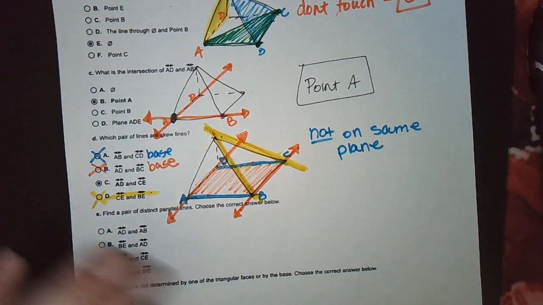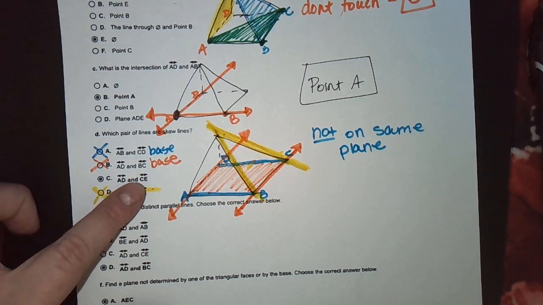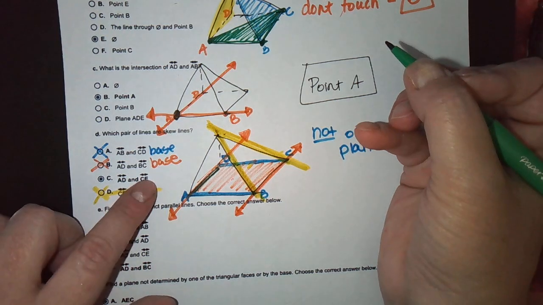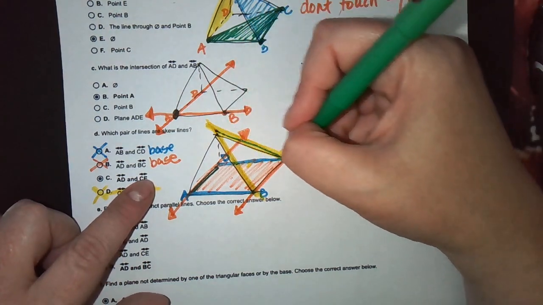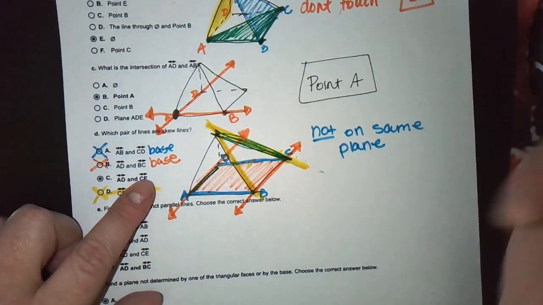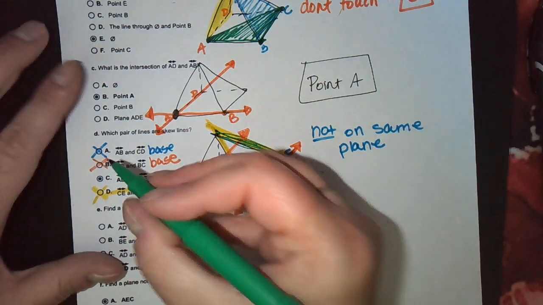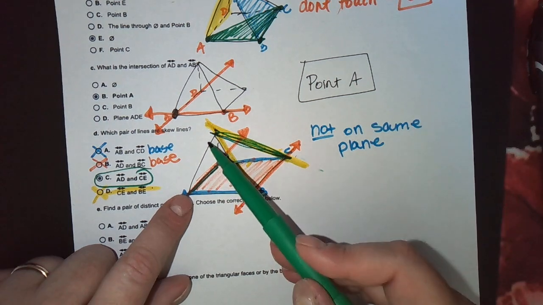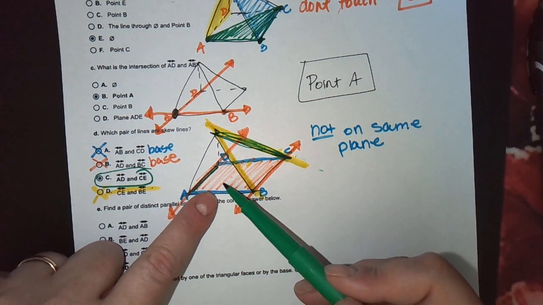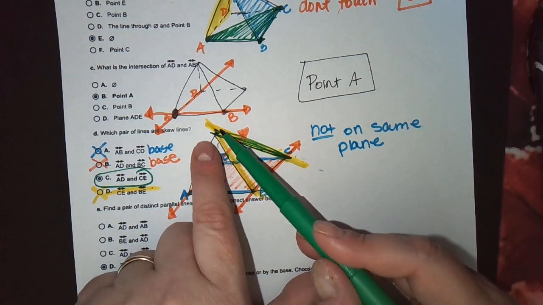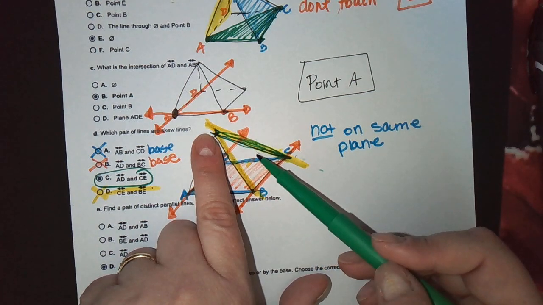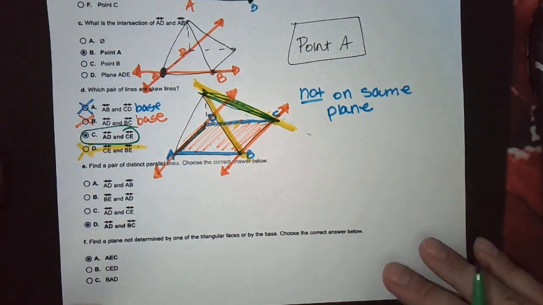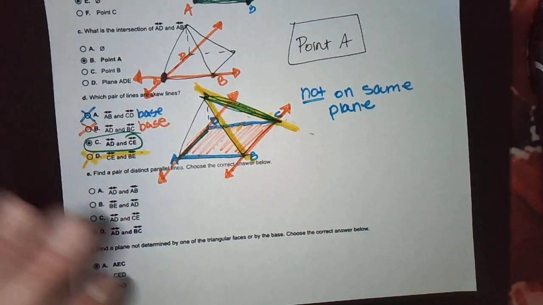Let's look at what actual skew lines look like. AD and CE. AD is this left piece. CE is this back side right piece. And those are not on the same plane. This AD is either on this left triangle or the bottom base. This CE is either on the right triangle or on the back triangle. But either way, they're not on the same plane. So, C's the answer.